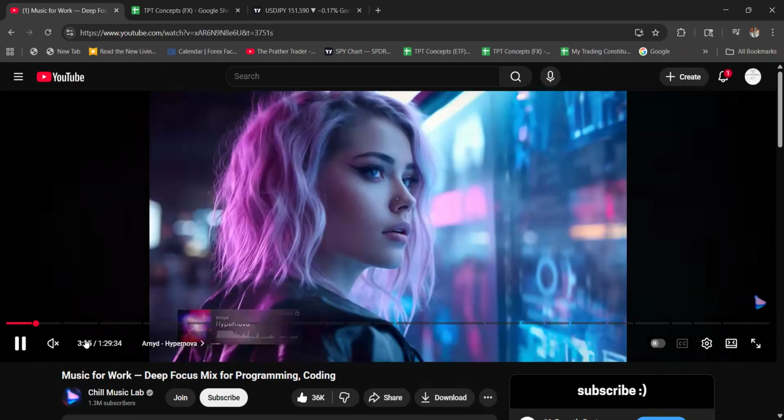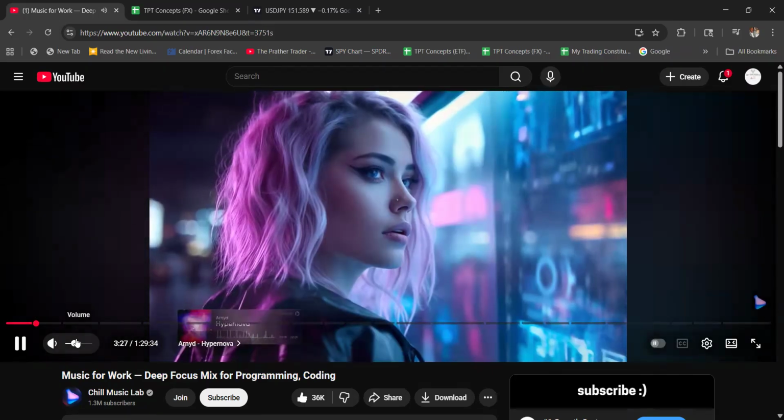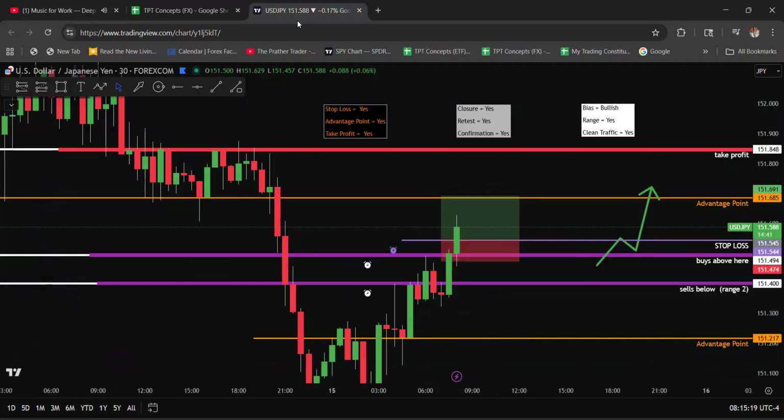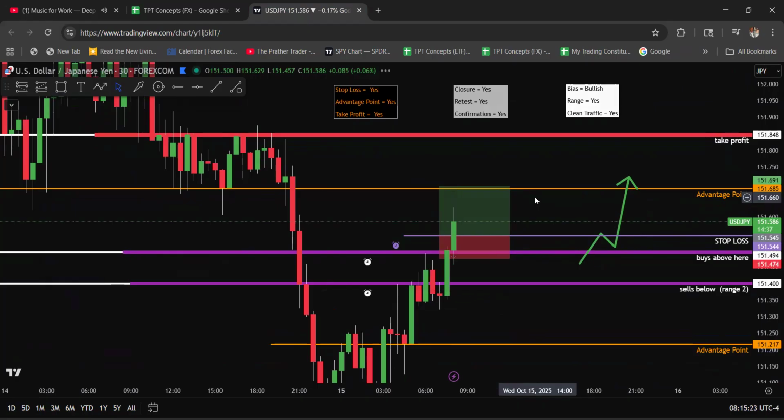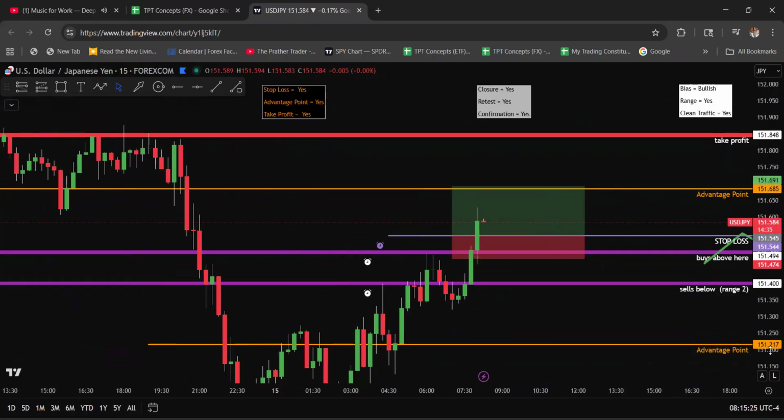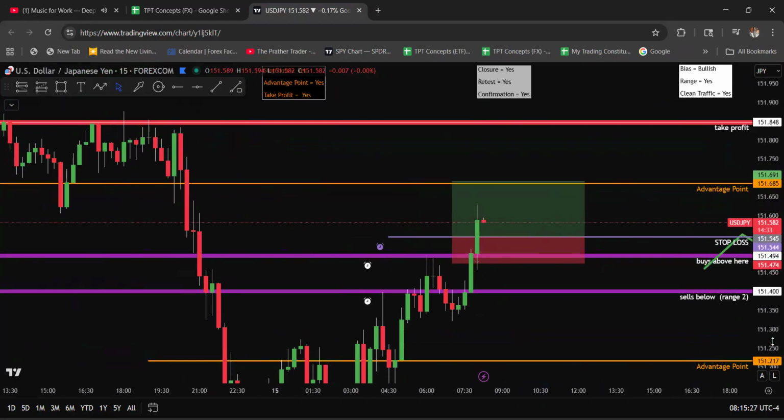All right. I'm trying to get this music playing. Okay. Hopefully y'all can hear that. 15-minute candle close strongly bullish above the range. Let's see if we can continue to push up, because again, we do have clean candles here to the left.